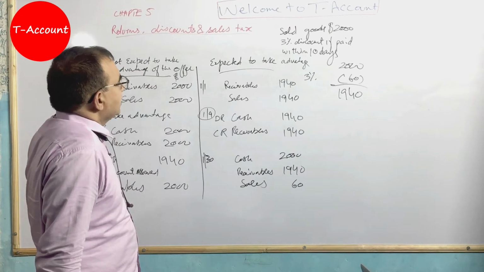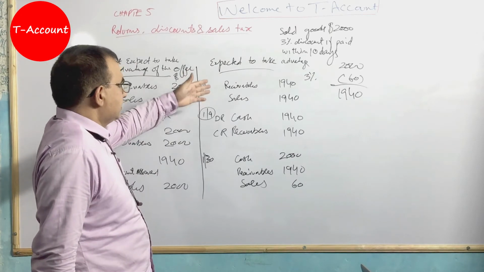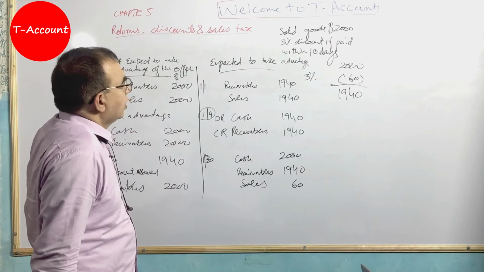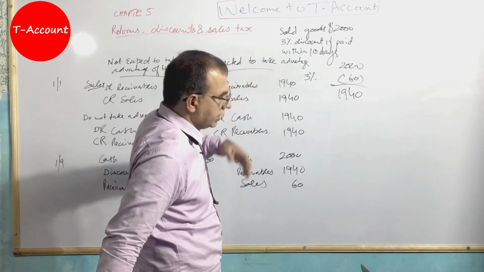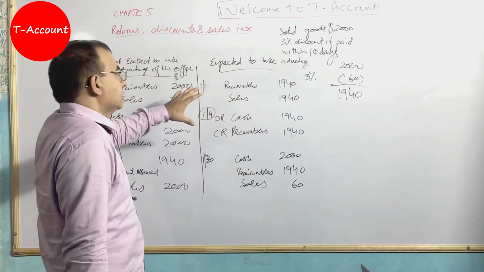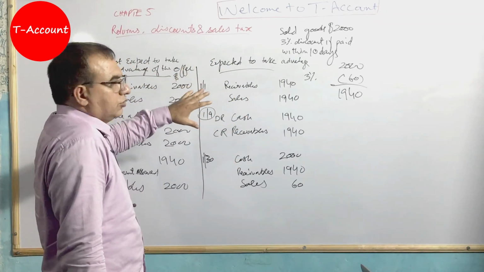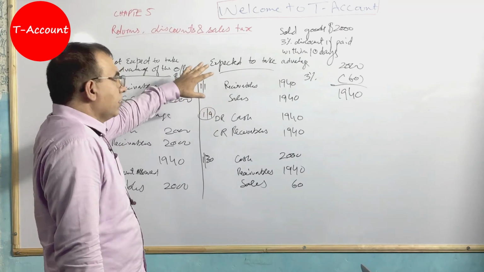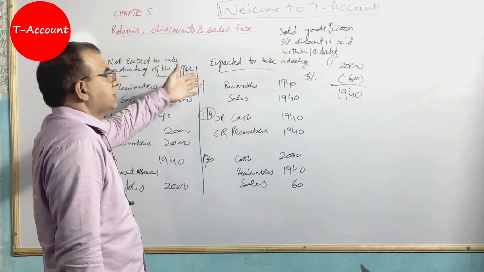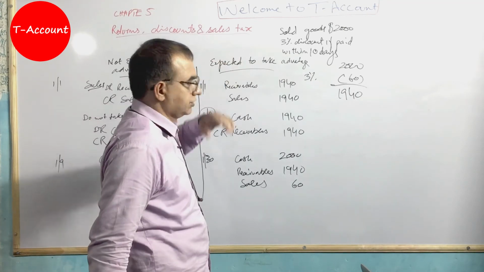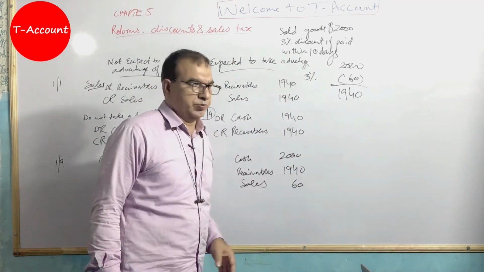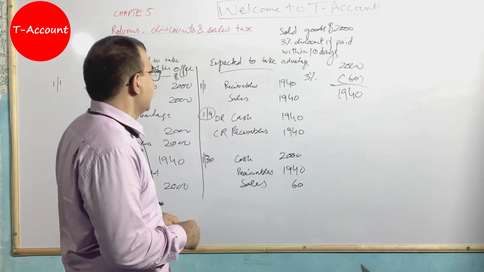But where does this discount go? Where is the difference? Because it was 2000 and here you booked 1940. This is just like trade discount. No entry for that. Because at the time of booking the sales, you had an idea and you knew that you are going to lose this. So, we'll treat it just like trade discount.